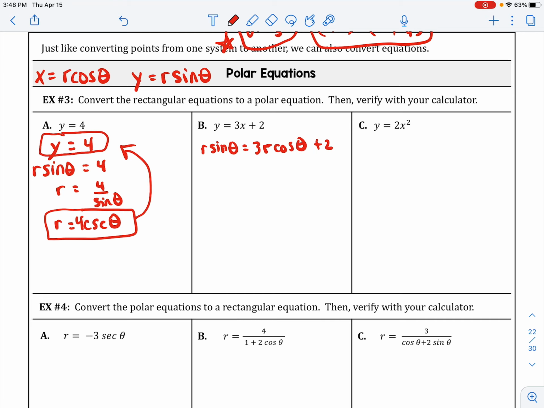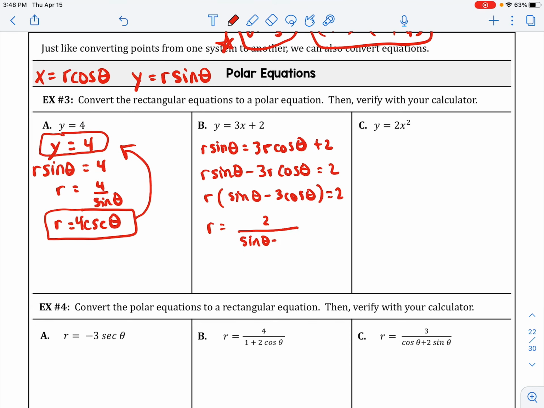So now for this one, our y is r sine theta equals 3 r cosine theta plus 2. And so we've got our r sine theta, and I'm going to move this minus 3 r cosine theta equals 2. I wanted to move those over. Now I'm going to factor the r out. Sine theta minus 3 cosine theta equals 2. And then I'm going to solve for r. So r is 2 divided by sine theta minus 3 cosine theta. And so this is your polar equivalency to y equals 3x plus 2.